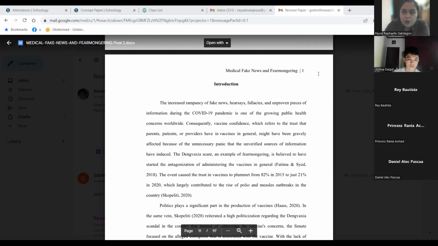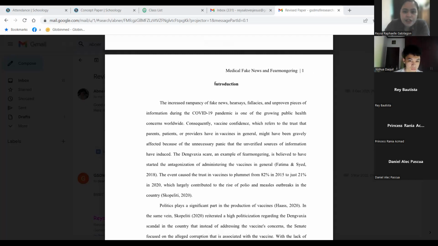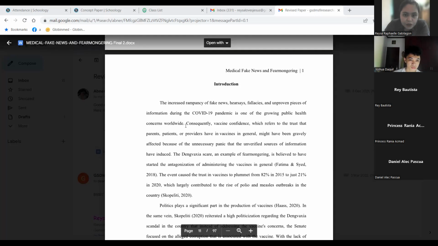Supposedly, there is no page number here. But this is automatically 1. And again, wala na tayong chapter ha. Diretso tayo. Introduction. And this is how you write it. Only the I is capitalized. And take note of the first sentence of the introduction for this study.